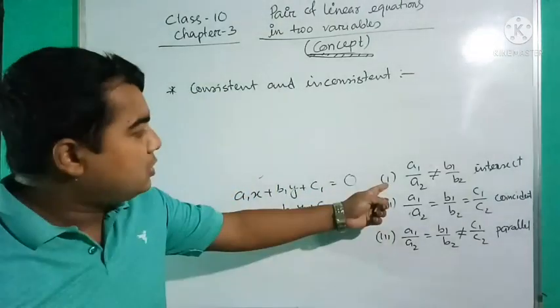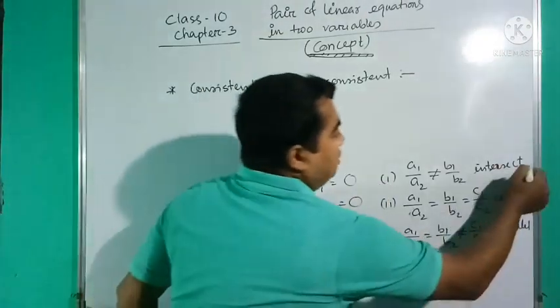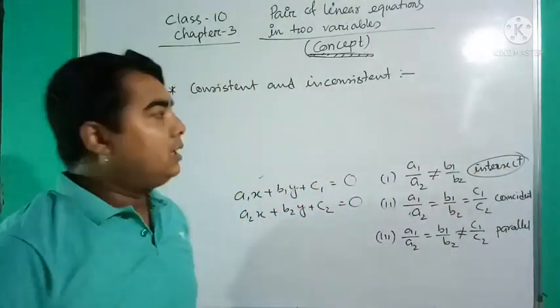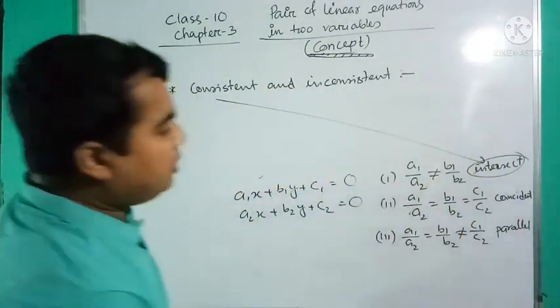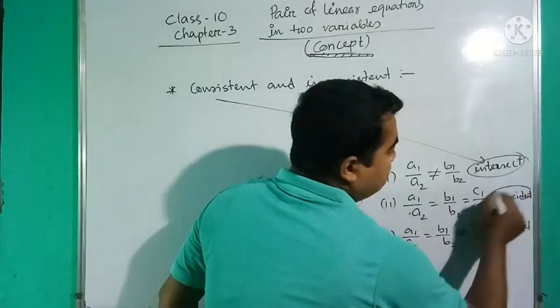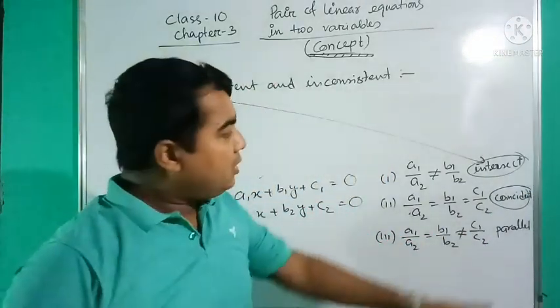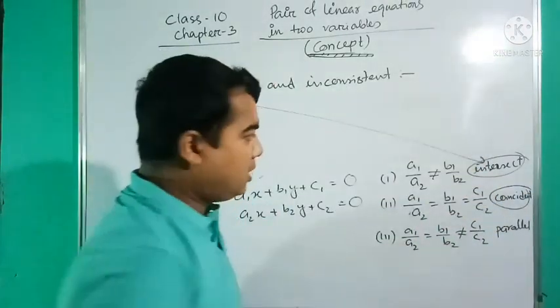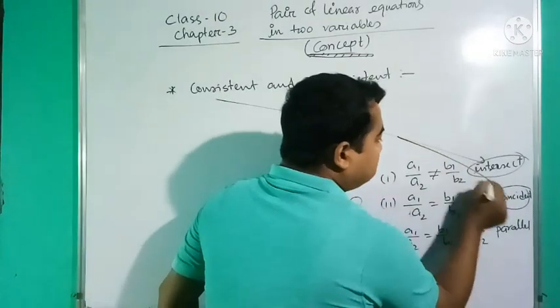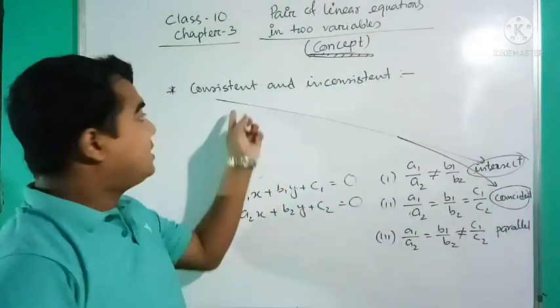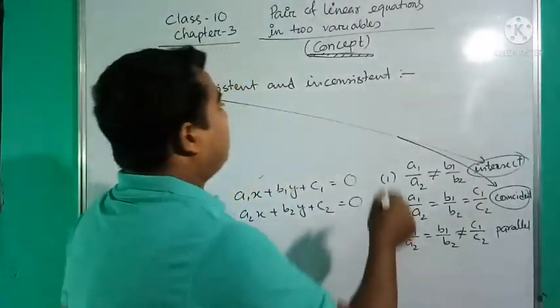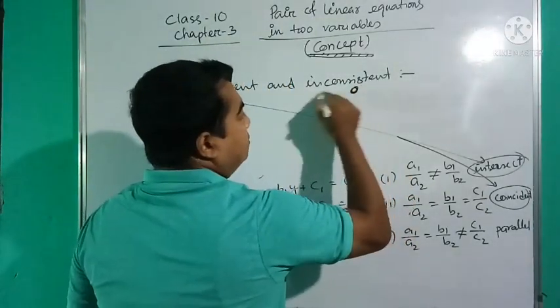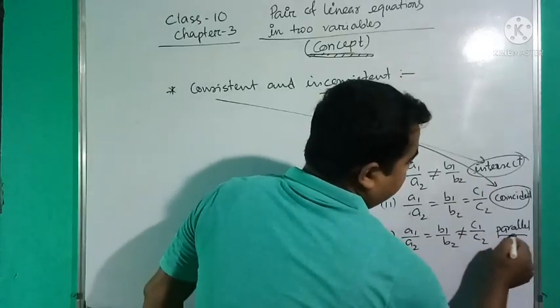Okay, now see condition number 1. Here the two lines intersect, therefore it is called consistent. Again, coincident means they intersect at every point, therefore it is called consistent. But parallel means never intersect. So for inconsistent, only this one.